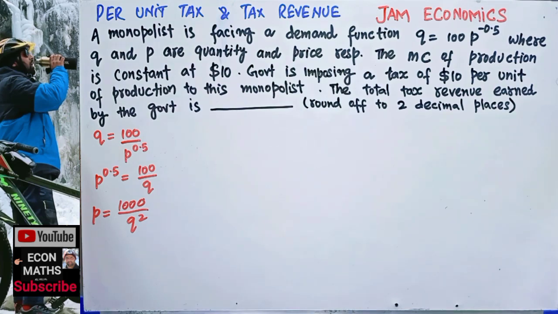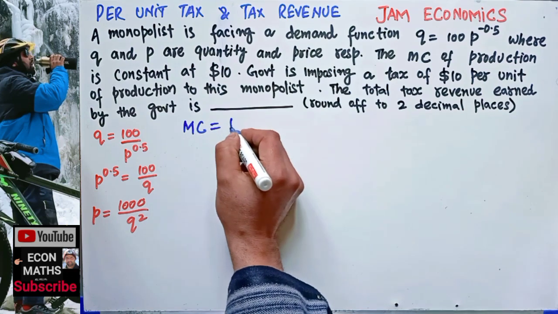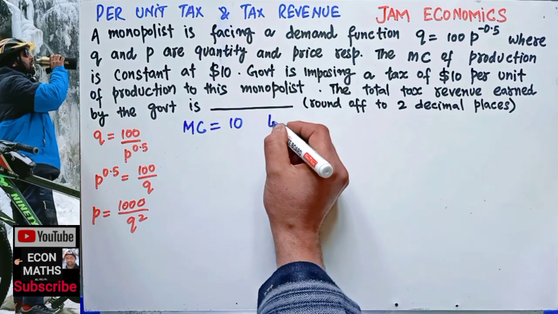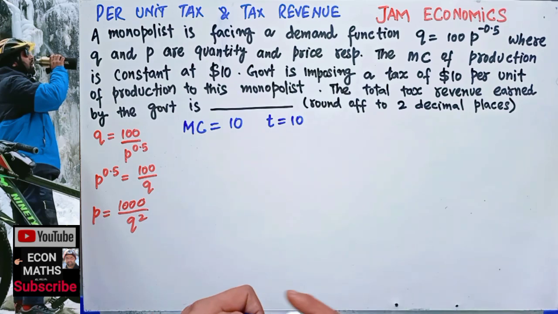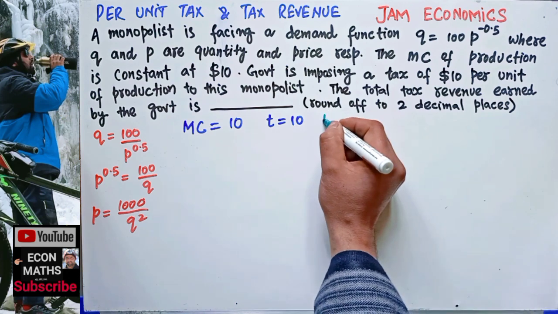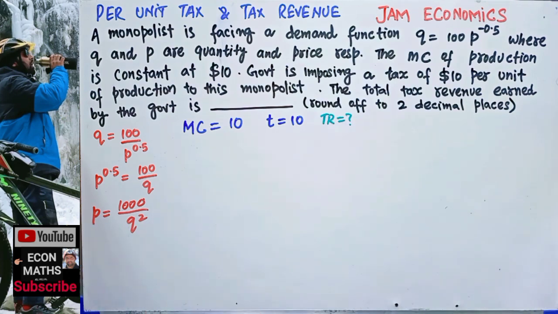Also, we are told that the marginal cost of production is $10 and the government is imposing a tax of $10 per unit. We need to calculate the tax revenue. We have the inverse demand function.